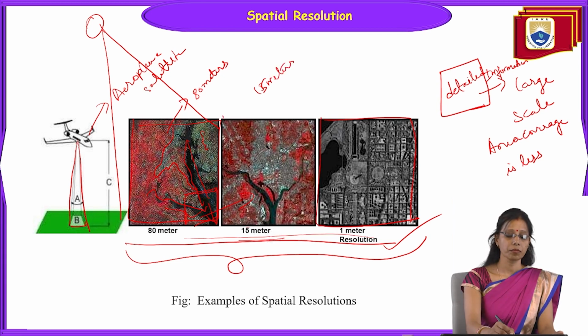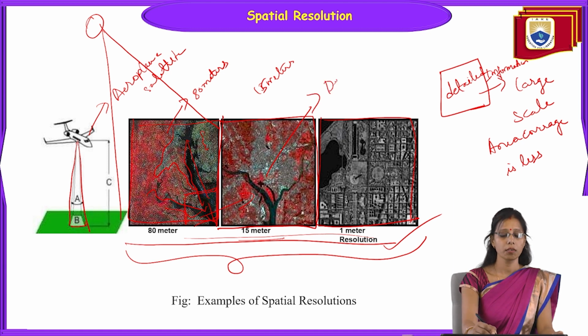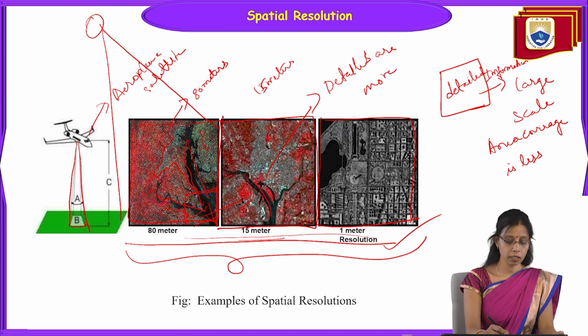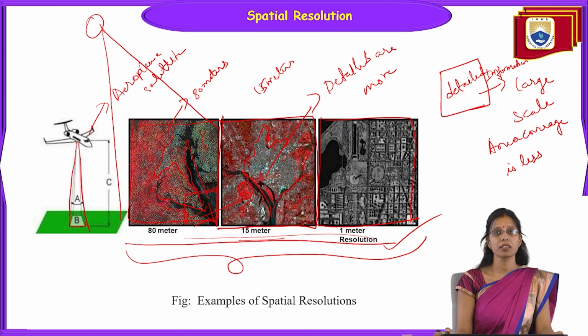Now if we see, this area is less, and the details are more. How are the details more? You can see the river, the residential areas, the vegetation part, and a few of the roads. So the details will be somewhat increased, and the area will decrease. So this is the difference.